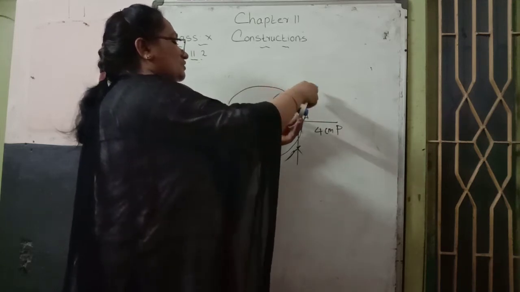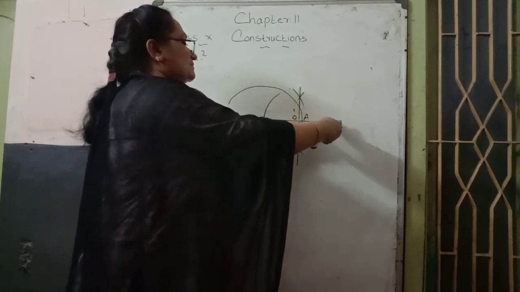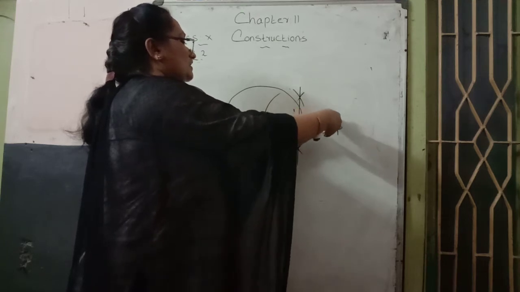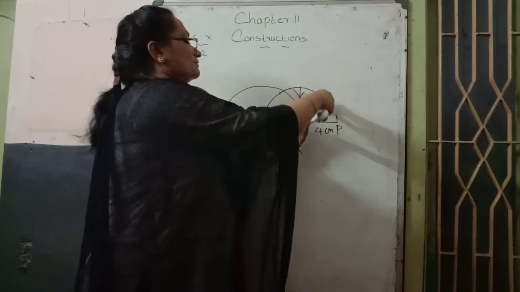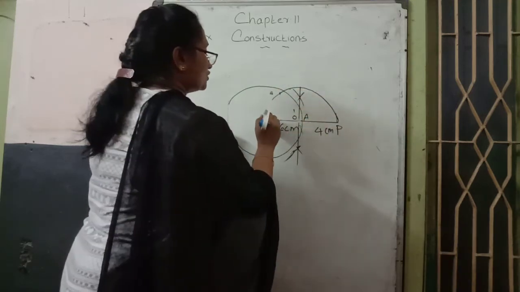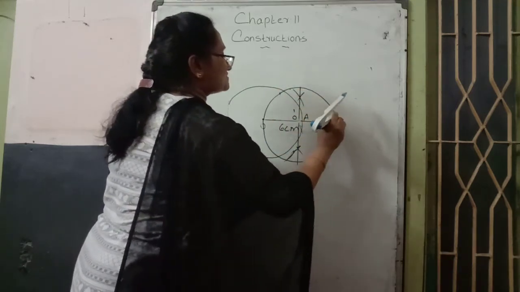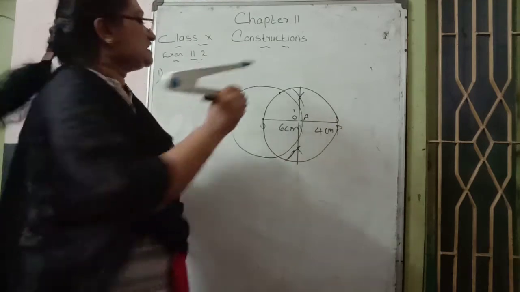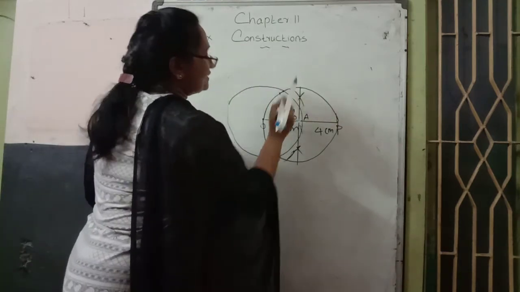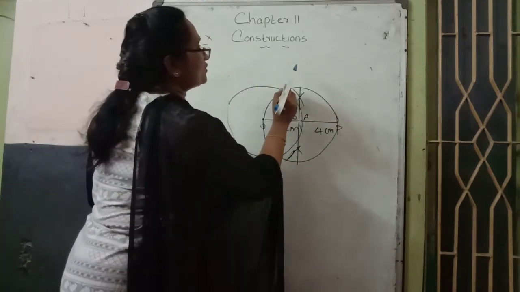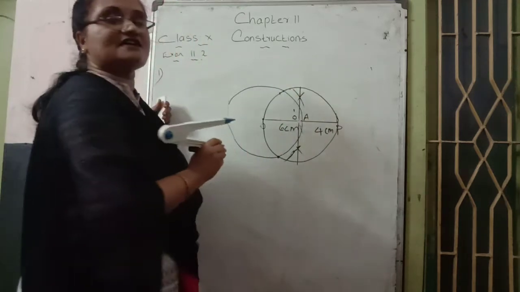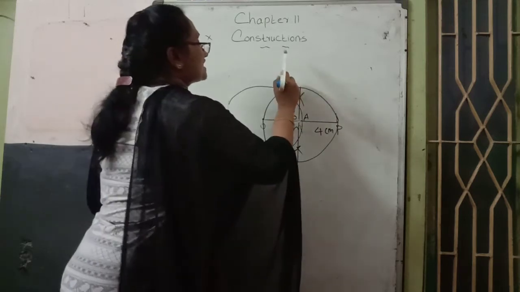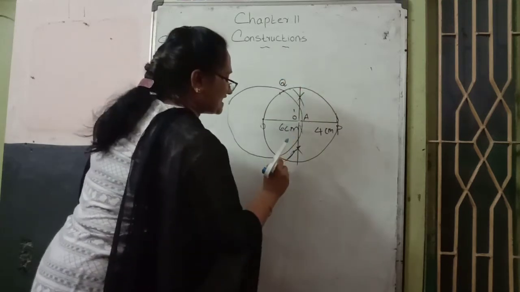Then keep O dash as center and draw the second circle. Remember that the circle must pass through our O and P. If not passing, somewhere the measurement has gone wrong. Then, keeping O dash as center, draw the second circle. Then mark the intersecting points of the first and second circles. These 2 points where the 2 circles intersect, you can name Q and R.